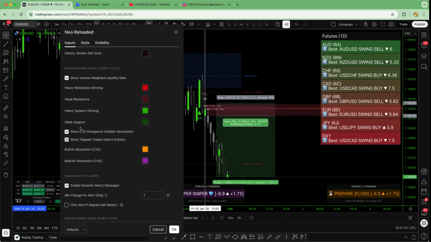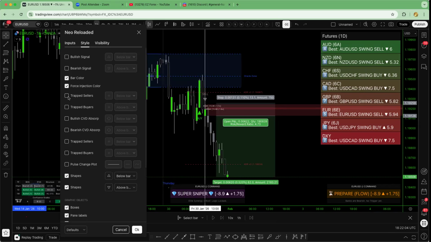What is there is the CVD divergence, hidden absorption, and the trapped traders, basically the micro. So this one here is like the micro versions of the trapped buyers, trapped sellers. So imagine price action is buying up and you get an ABS purple absorption when it appears on the chart. So let's just put it here. I'm just going to put all of this back for you guys and girls so you can see.